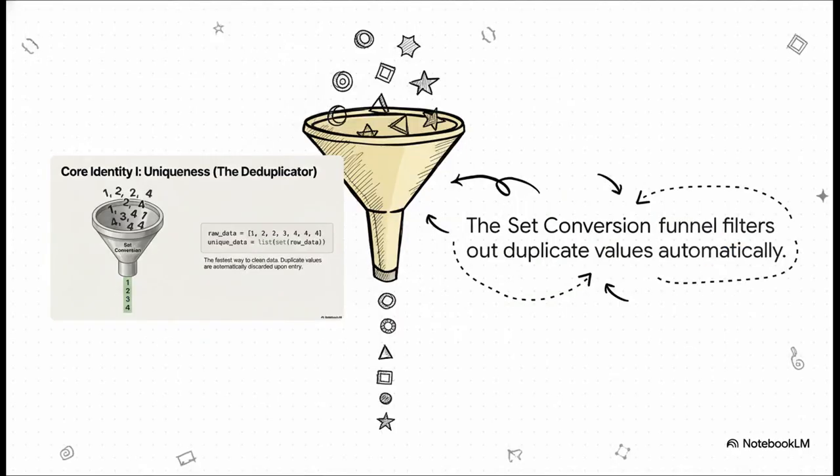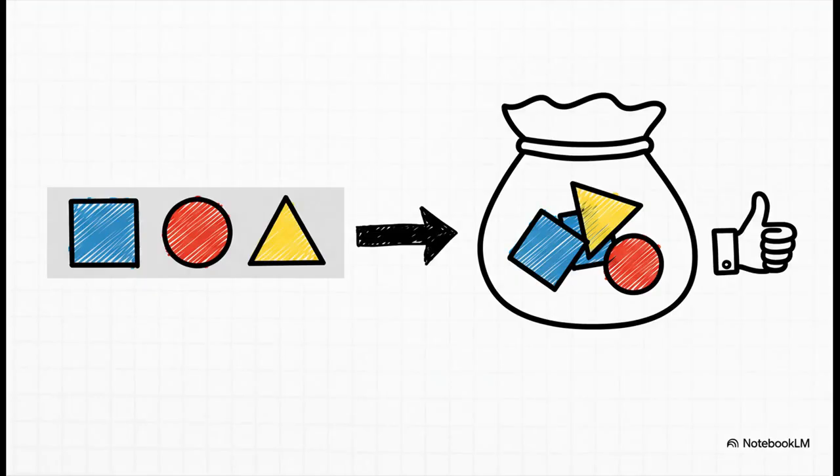You know, a great way to visualize this is to think of that set function as a kind of funnel. You pour your messy list, duplicates and all, into the top, and what comes out the bottom is a clean, perfect, unique collection of items. It's really that simple. Now, there is one important thing you'll probably notice. When you convert a list to a set, the original order might change.